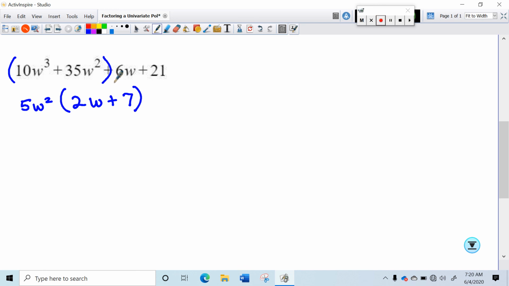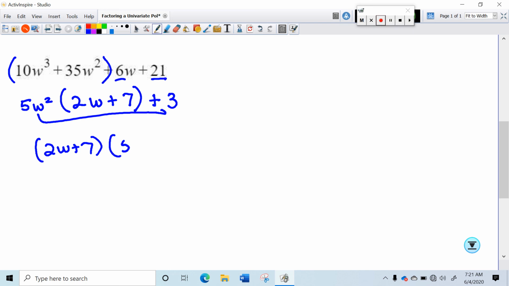Close my parentheses. Bring down the next sign, which I kind of scribbled over. Sorry about that. Plus sign. Look at these and see the biggest thing you can divide those by. 6 and 21, the biggest thing I can divide those by is 3. So then you write down what's in the parentheses, and then the other 2 things have to go together, 5w squared plus 3, and you're finished.